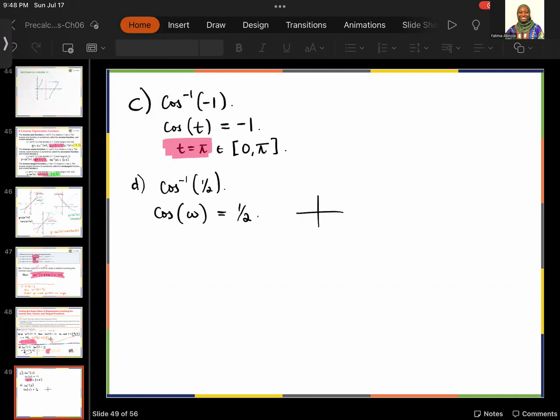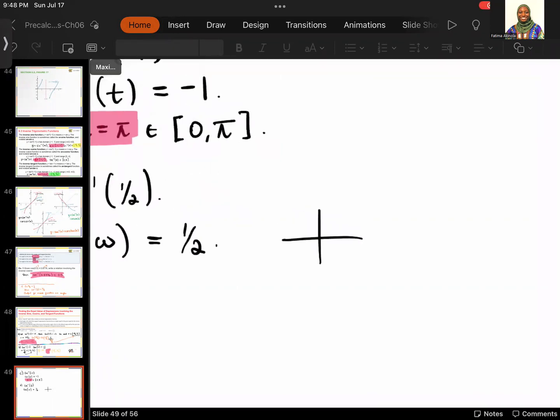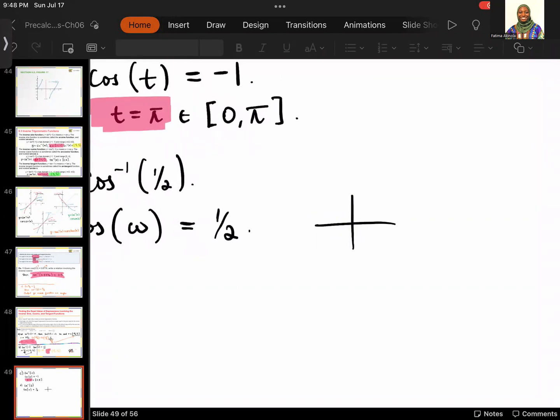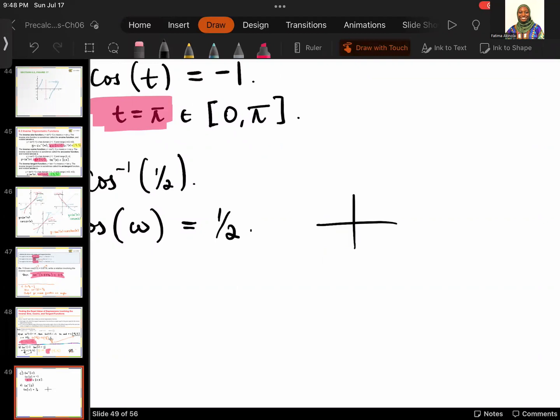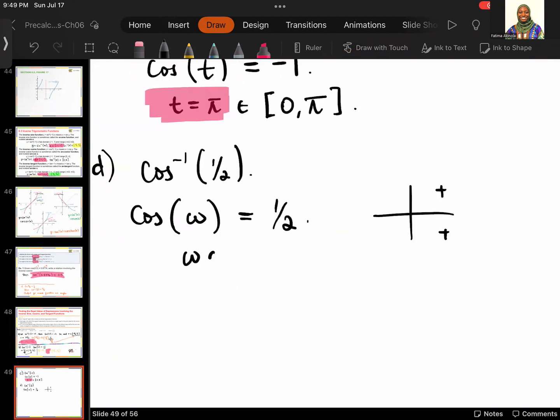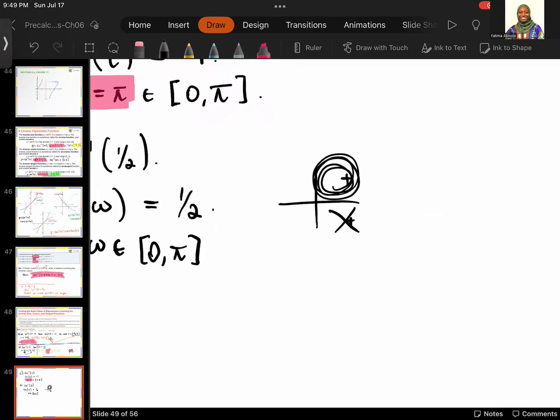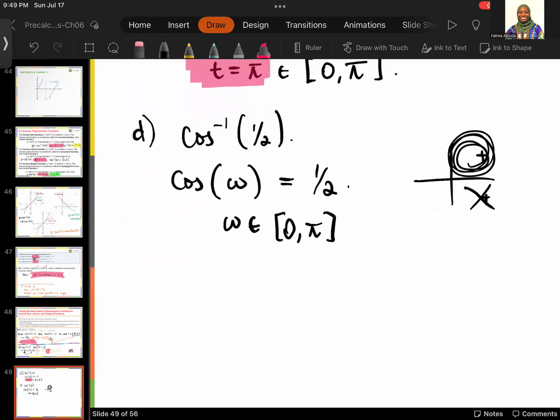Okay, so we're trying to remember how to use a unit circle to find this. We know from the idea of the unit circle that cosine is positive here and here, but W must be in 0 and pi. So that cancels this out. So whatever we're looking for is in the first quadrant. And of course, that would be pi over 3.